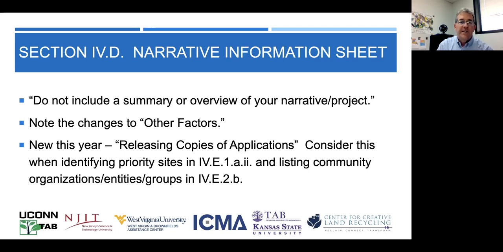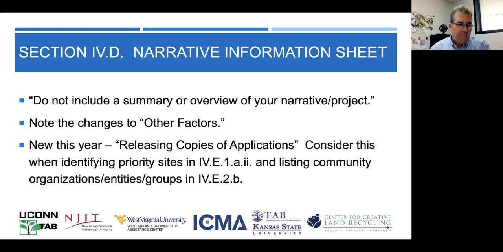Also new in the narrative information sheet this year, there is a releasing copies of applications. In the past, to get copies of previous successful or unsuccessful applications, you would have to do a FOIA request or visit a website such as ours where we did a FOIA request and we have these documents. Going forward, EPA is actually going to put these on their website. So I want you to consider this when you're identifying your sites and talking about the community groups you're going to be working with. The information was always public, but now it's even more public.